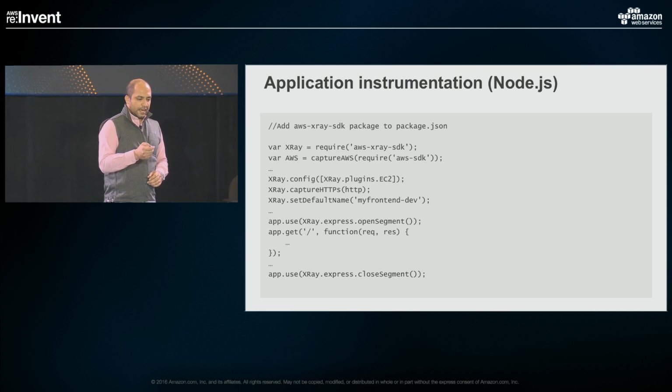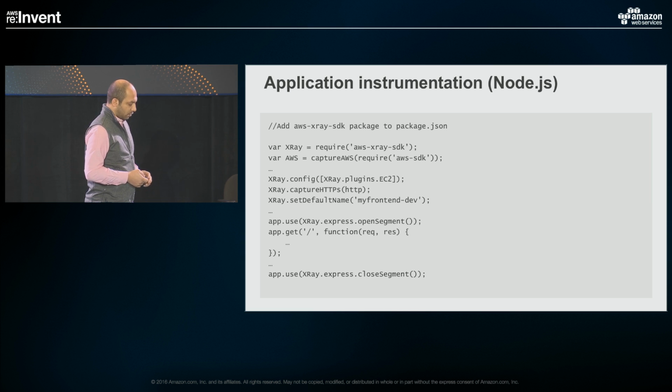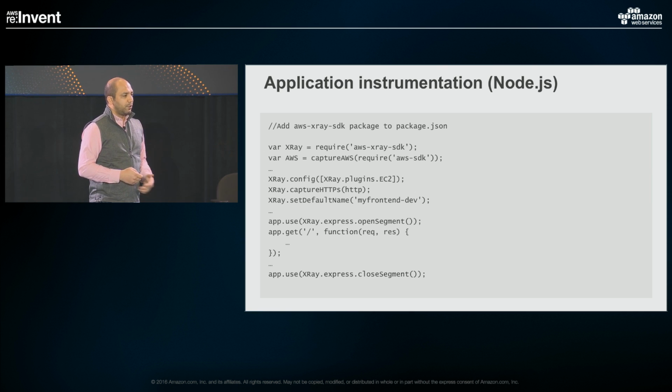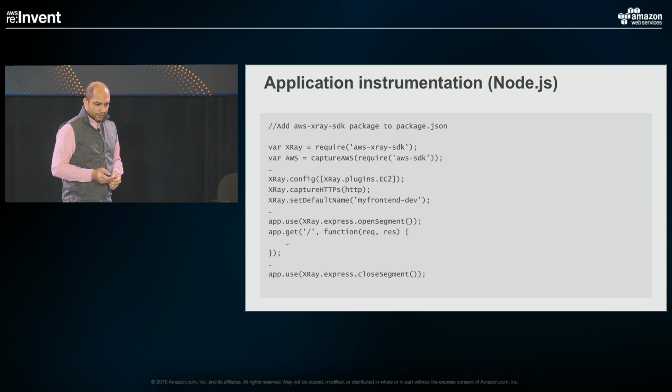And then we have those two lines on open segment and closed segment, which is essentially capturing all the Express routes, if you will. So again, very simple, fairly easy to do. And we want to continue improving this as the service grows. We want to make this simpler, with less friction for you having to instrument your code, and automate more of this so that it happens automatically.